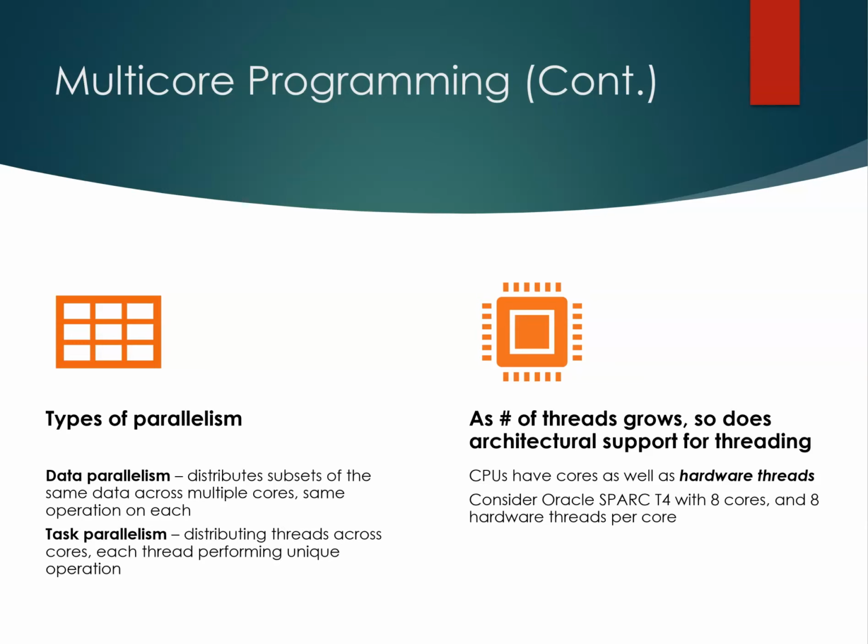So there are a couple different types of parallelism. There's data parallelism, which distributes subsets of the same data across multiple cores, with the same operation on each. And there's task parallelism, which distributes threads across cores, each thread performing a unique operation. Task parallelism is much more common. As the number of threads grows, so does the architectural support for threading. CPUs have both cores and hardware threads.